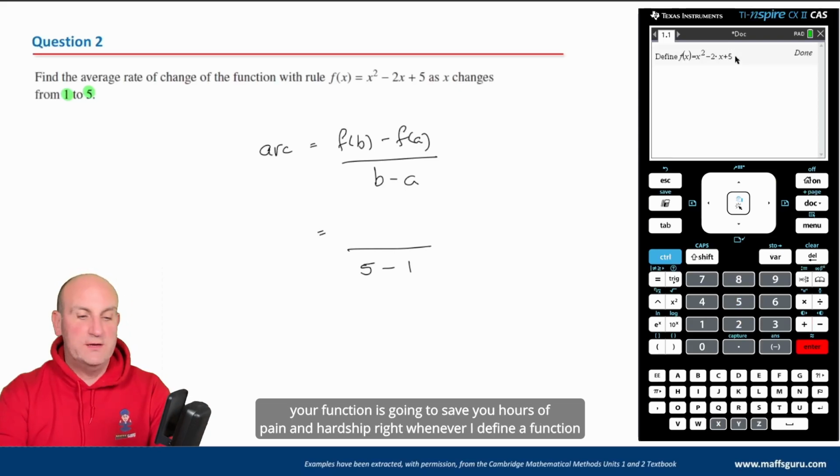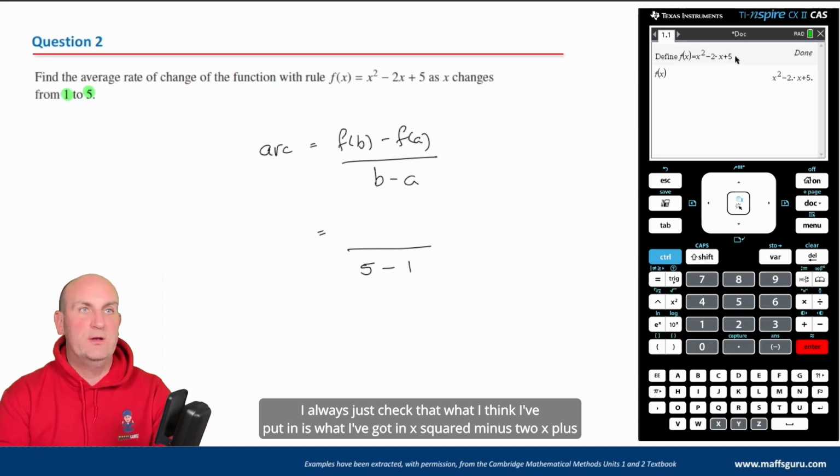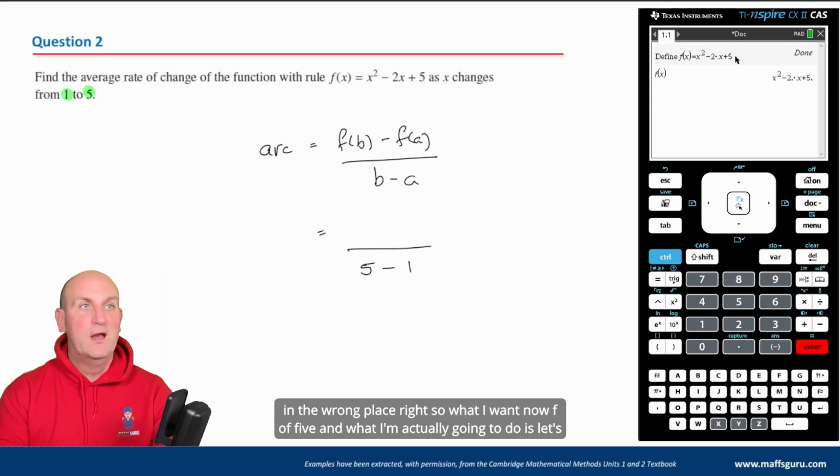Right, whenever I define a function, I always just check that what I think I've put in is what I've got in, x squared minus 2x plus 5, because there'd be nothing worse than defining a function and realizing you've put a minus sign in the wrong place. Right, so what I want now, f of 5.